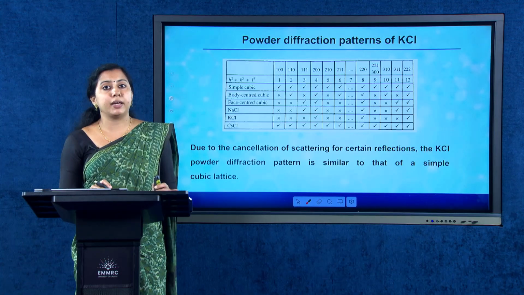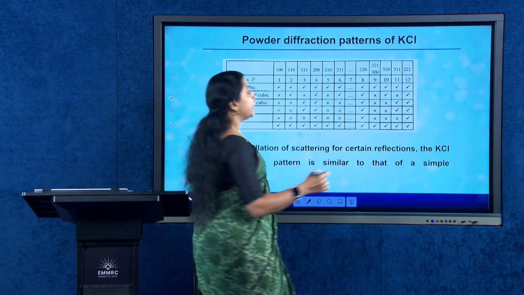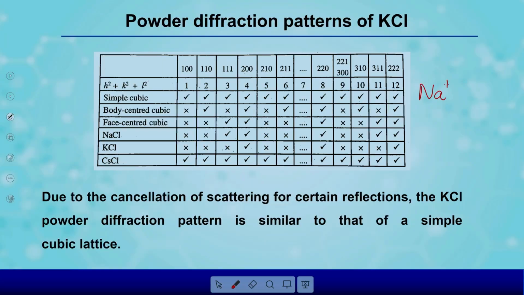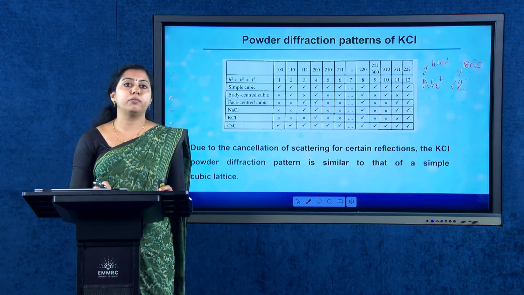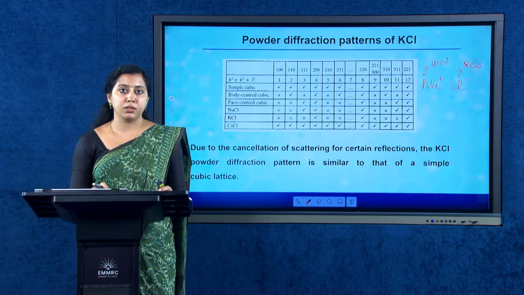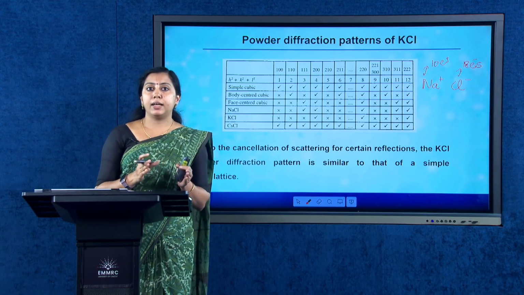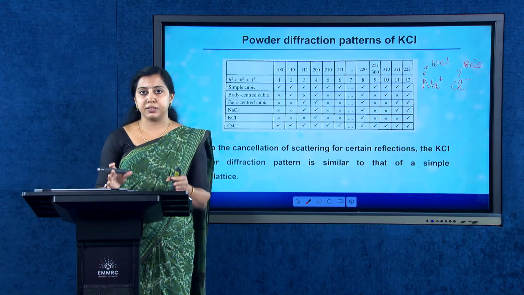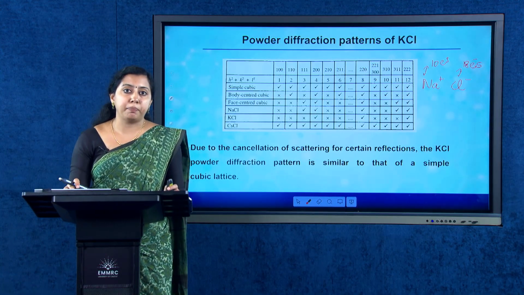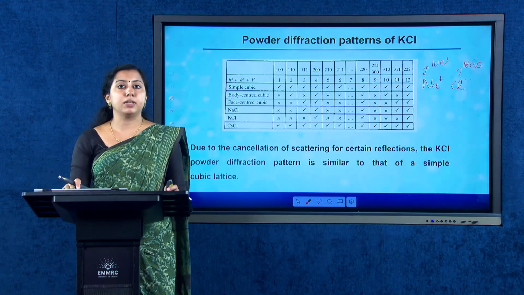But there is no such problem with NaCl, because in NaCl the Na plus and Cl minus are not isoelectronic. Na plus has only 10 electrons, whereas Cl minus has 18 electrons. They have different scattering strengths. So, the reflections from the 1, 1, 1 planes of Na plus and Cl minus will not cancel out each other, and hence you can see a reflection corresponding to the 1, 1, 1 plane in the diffraction pattern. So, though NaCl and KCl both belong to the FCC lattice, their diffraction patterns differ.